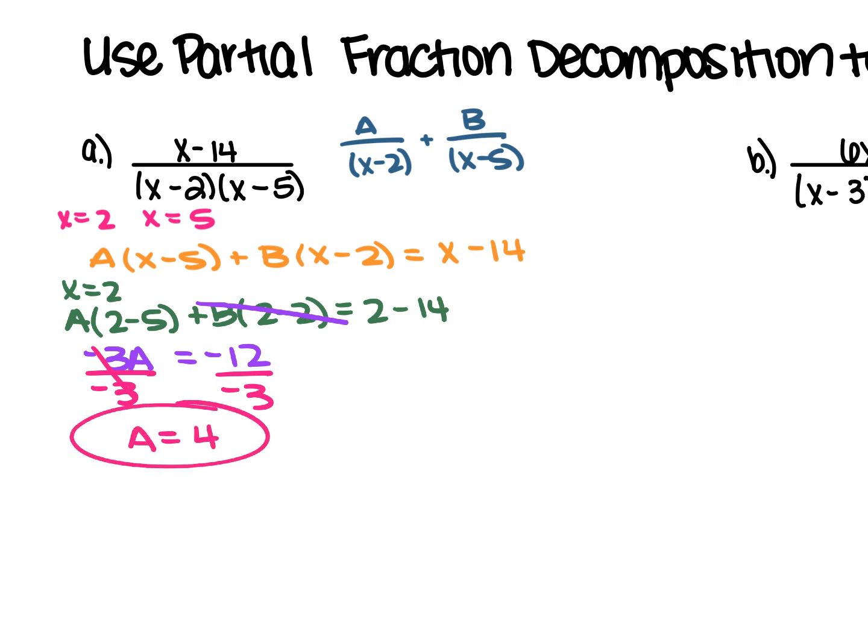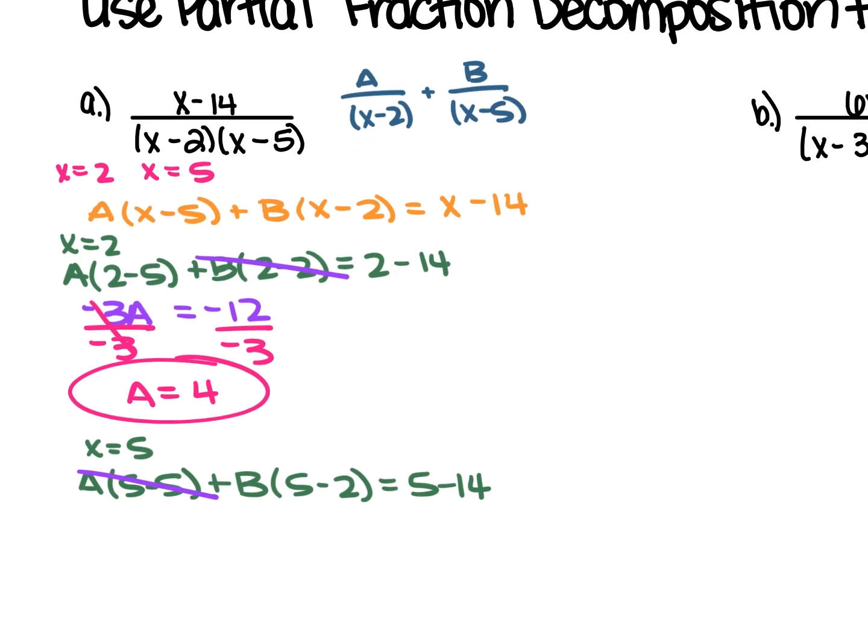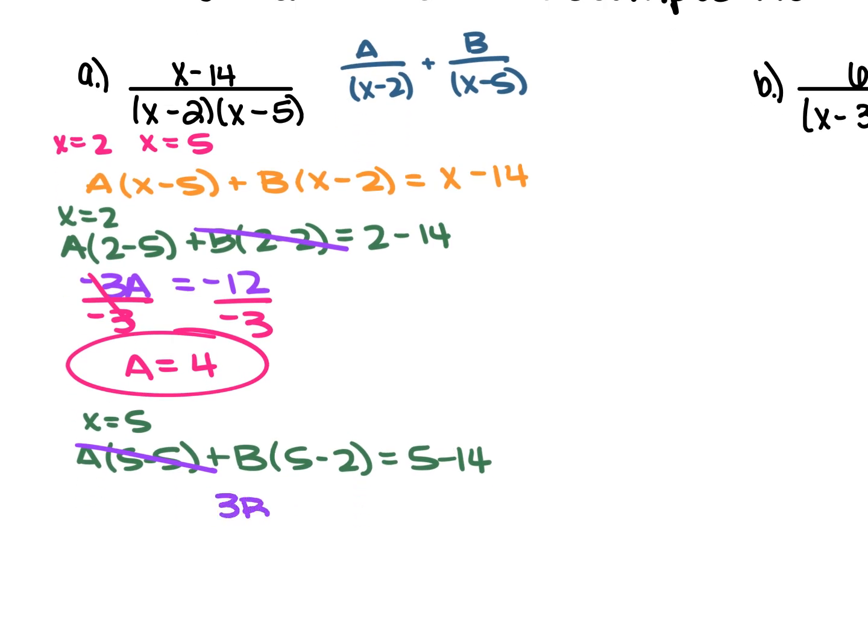I circle it because I know that at the end, once I find what b is, I have to plug both of these numbers into the fraction form of a over x minus 2 plus b over x minus 5. So my next step is to plug in 5 for x and then solve for b. That gives us a times 5 minus 5 plus b times 5 minus 2 is equal to 5 minus 14. Your 5 minus 5 is 0, so that a is going to cancel out. For b times 5 minus 2, that becomes 3b, and then 5 minus 14 gives us -9. Divide each side by the 3, and you get a b of -3.